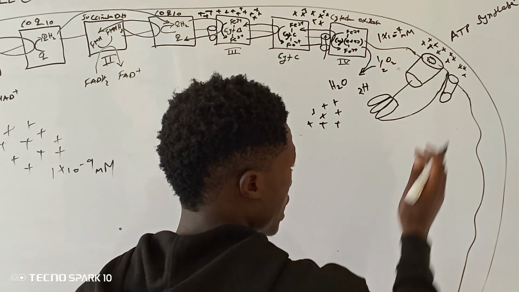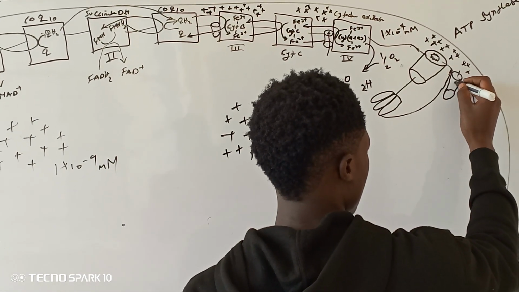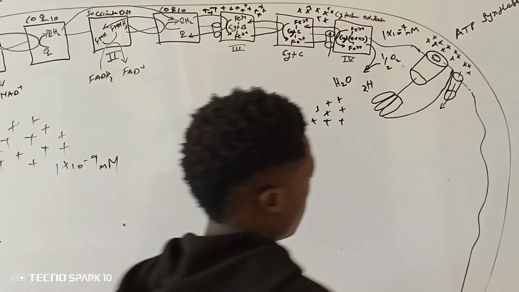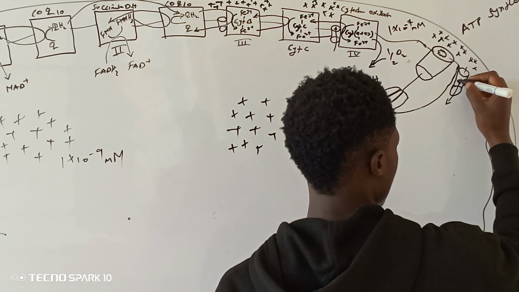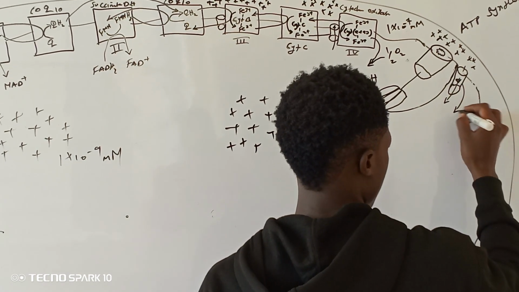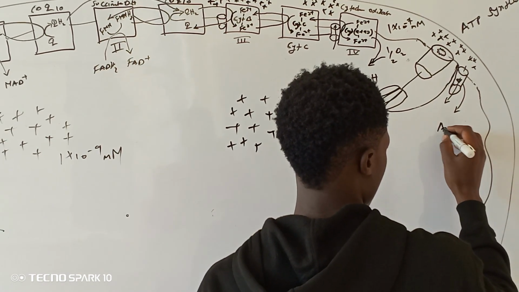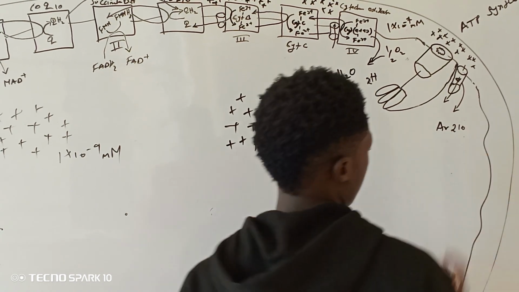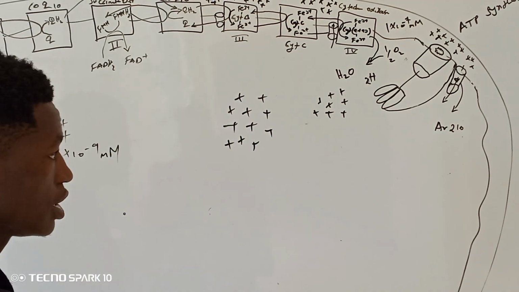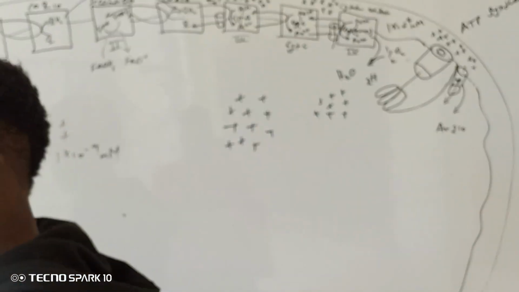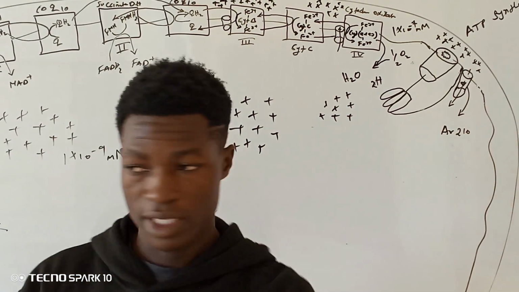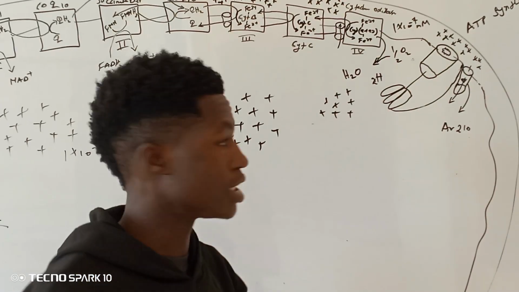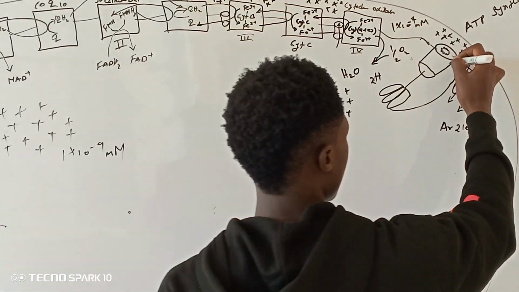The protons are going to get in via a receptor. Remember this receptor has a protein molecule inside called arginine 210. Let me write arginine 210. Arginine 210 is going to take a proton from this opening and pass it over to the other opening. The more it happens that way, it's going to rotate, and when it rotates, it's going to rotate the ATP synthase.